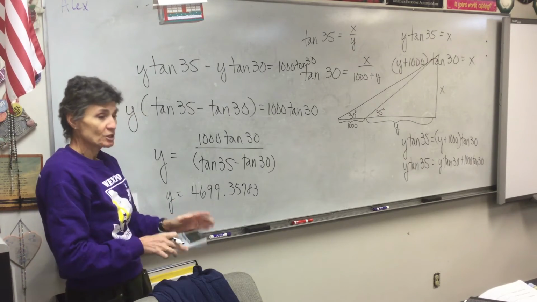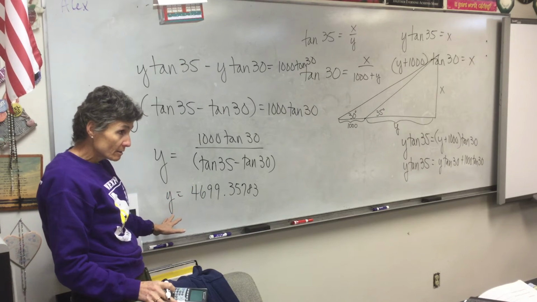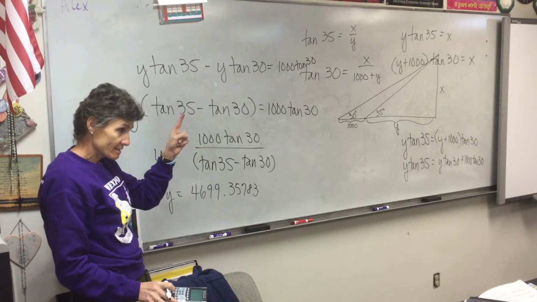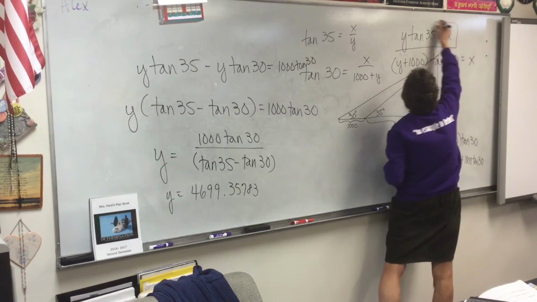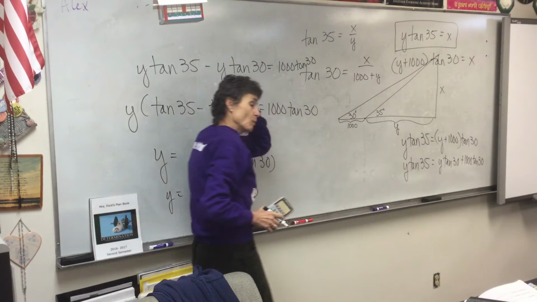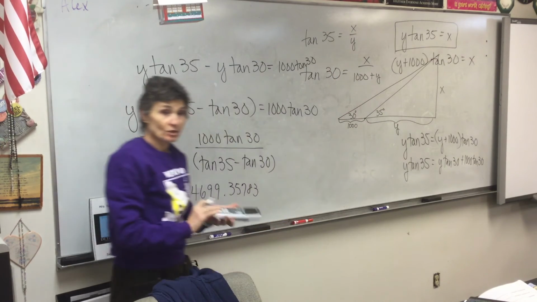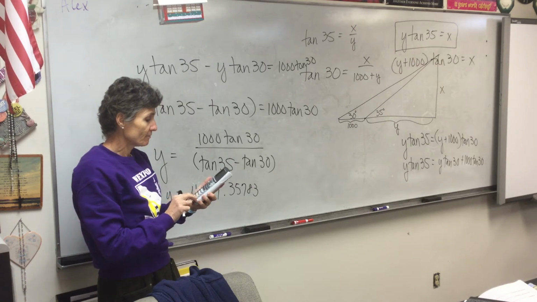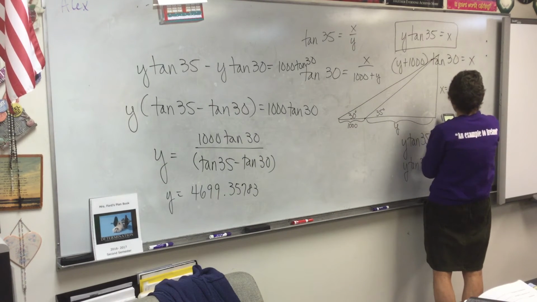Now be careful, because we just did all that work and we just found y, which is awesome. But what was the question? x. So I'm going to come back up here. And what do I know about x? What's x? It's y times the tangent of 35. So I'm just going to say times tan 35. And that is 3290.53 feet.